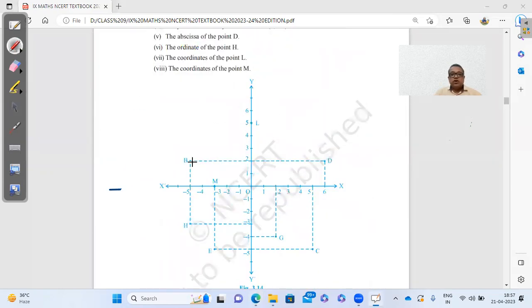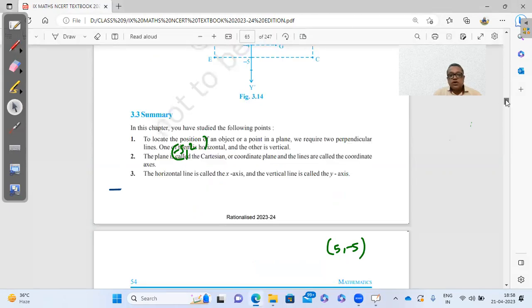So what is the coordinate of B here? Look at B. B is minus 5, 2. Coordinates of B, X is minus 5 and if you look here, Y is 2. Coordinate of C, next part: X is 5, Y is minus 5. So this is going to be 5, minus 5. So this is answer number 1 and 2.